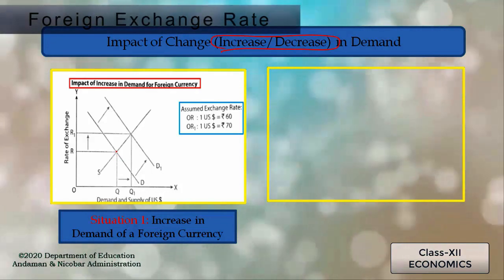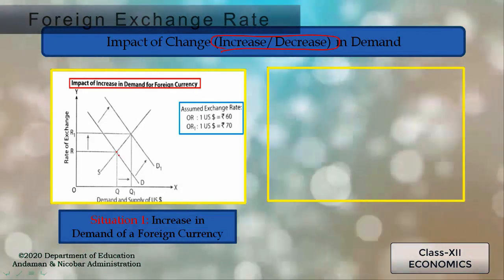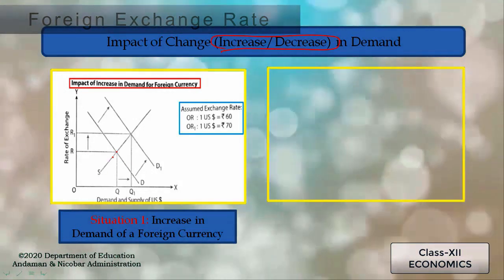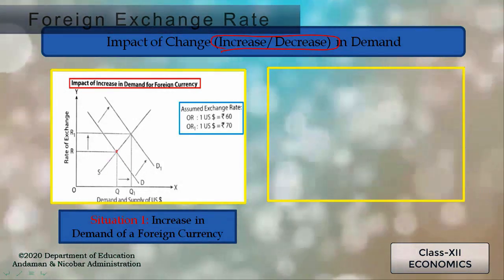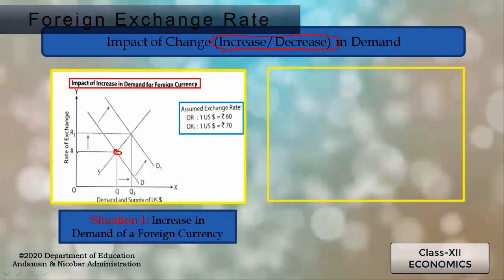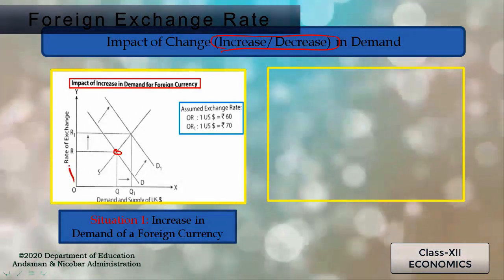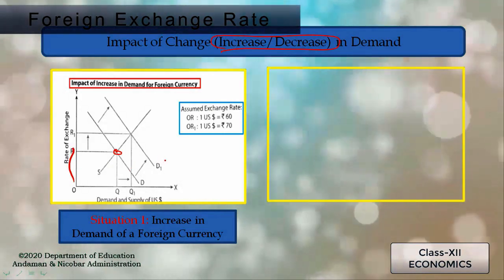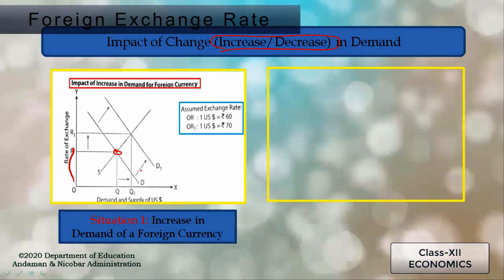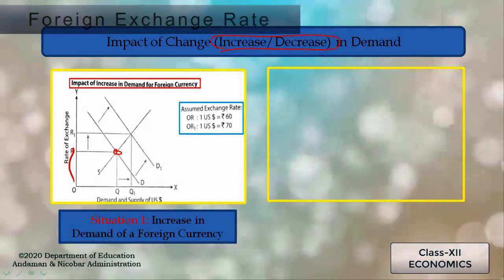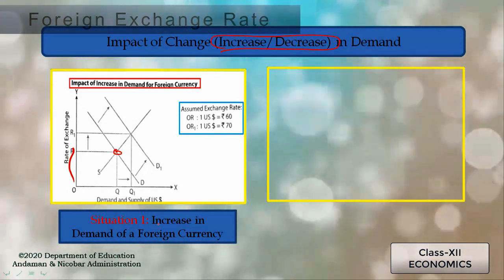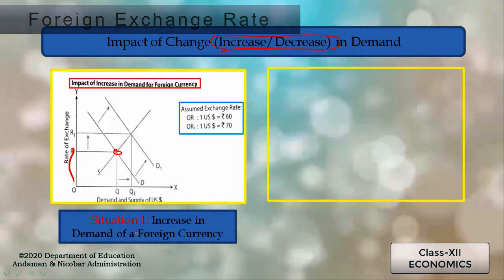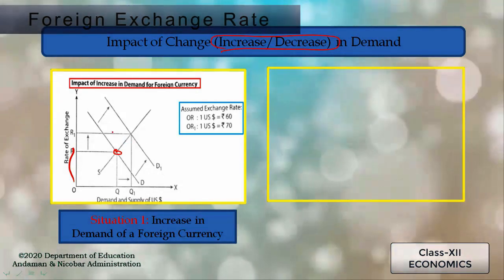So initially the rate of exchange is where the curve D and curve S intersect at a point. Look at this point. OR is the equilibrium rate of exchange, where the demand curve and the supply curve of foreign currencies intersect with each other. Now in this situation, there is an increase in demand of foreign currency. So the demand has increased.